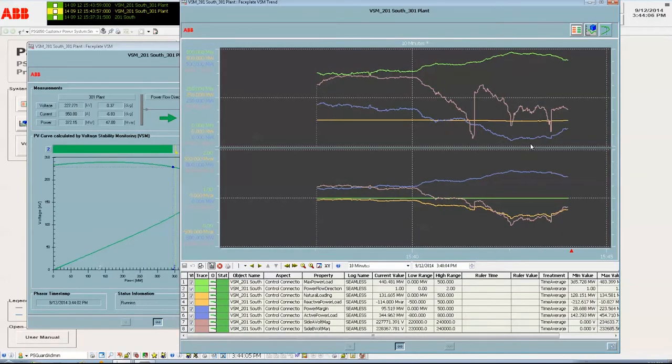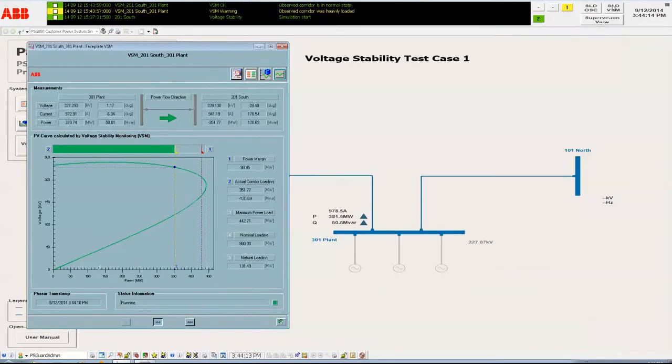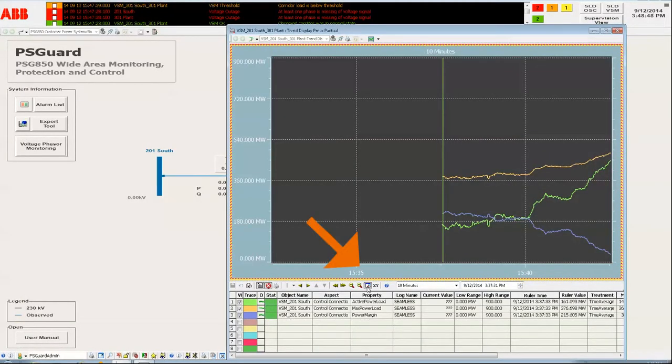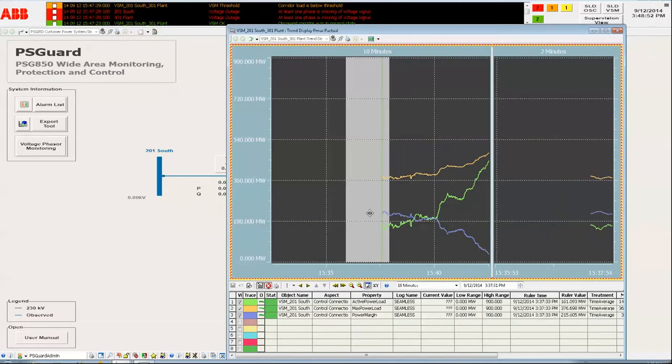Now the VSM application detects that the transmission corridor is back to normal condition. The VSM application calculates the PV curve every second. The alarm list also shows the reset of the application. The graphical user interface provides a zoom capability that helps operators to find the specific points.